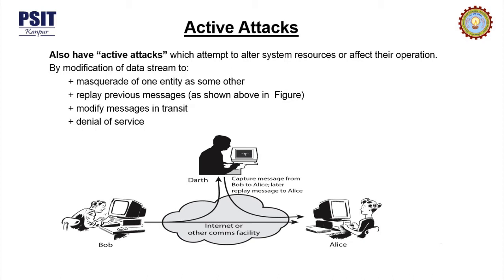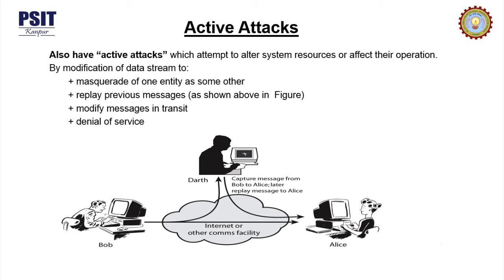Active attacks are the types of attacks which attempt to alter the system resources or affect the operations of the system by modification of the data streams, to masquerade one entity as some other. That means we pretend that we are the actual one on the network who is transmitting the data. Along with this, there are replay of previous messages, modification of messages in transmission, and denial of service.